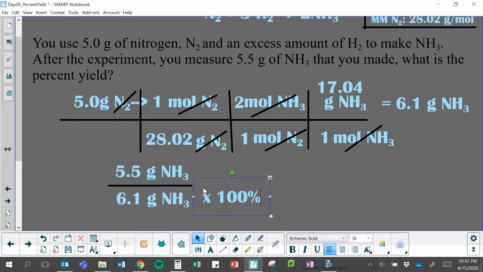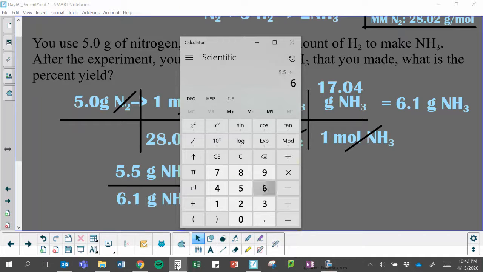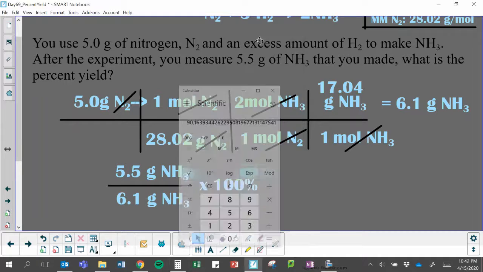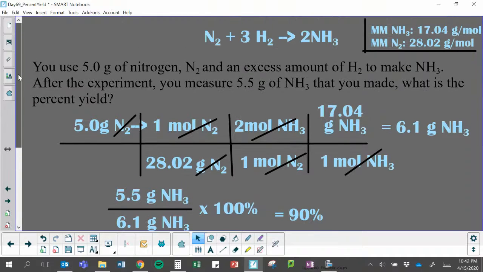times 100%. And we can plug this into our calculator. Times 100%. And we get this number. We want 2 sig figs, so this will round to 90 as well. I didn't really mean for them all to be 90, so they're not all going to be 90, but just in these two cases, they both ended up being 90%. So that's how you solve these problems. So I have a couple practice problems for you guys to try.